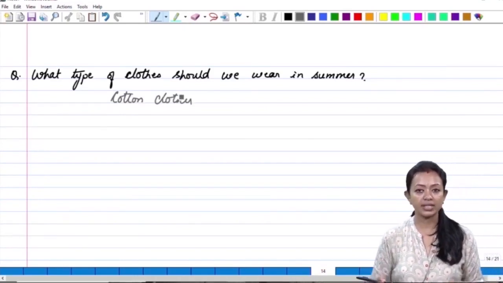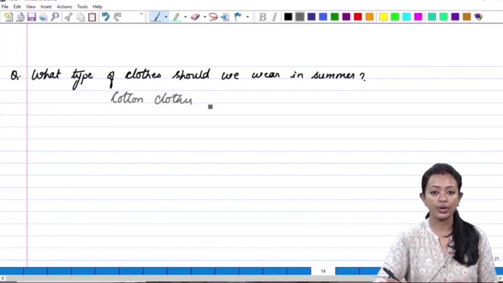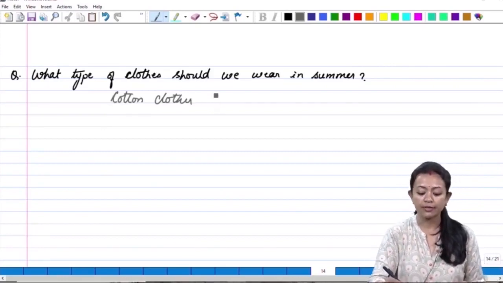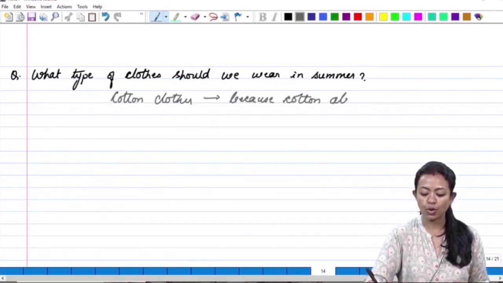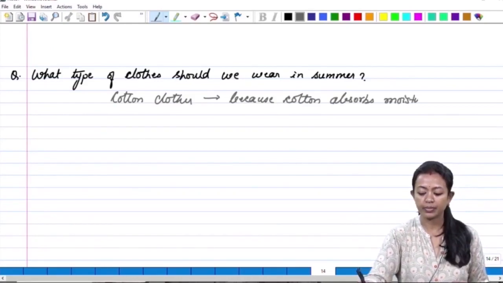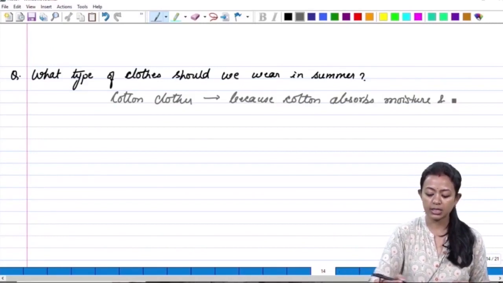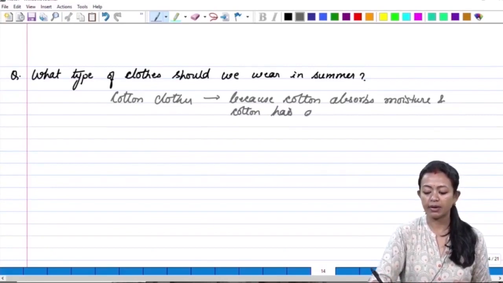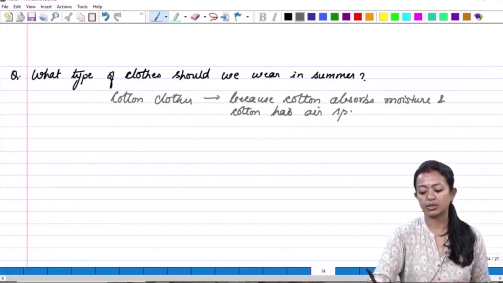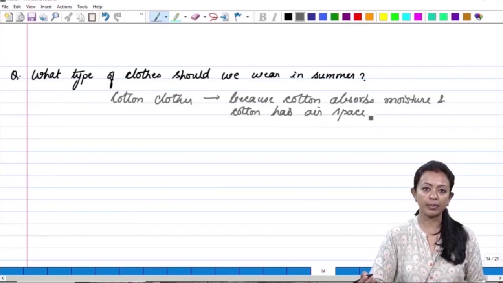Okay, so when you are writing this answer, you also need to write why cotton clothes. The first factor would be because cotton absorbs moisture, and cotton has air space which allows faster evaporation.